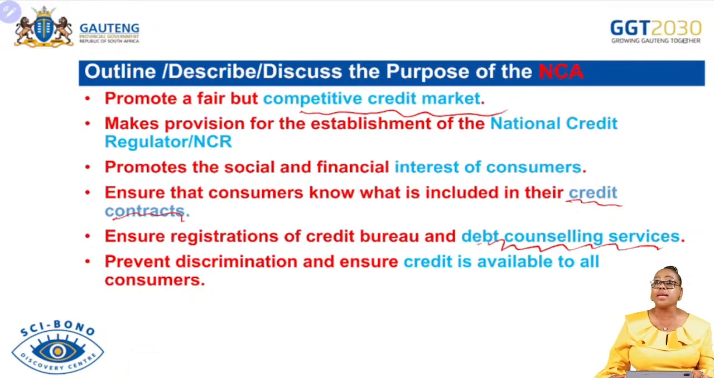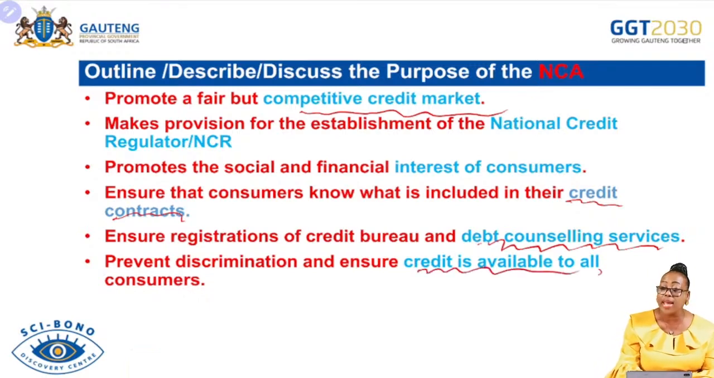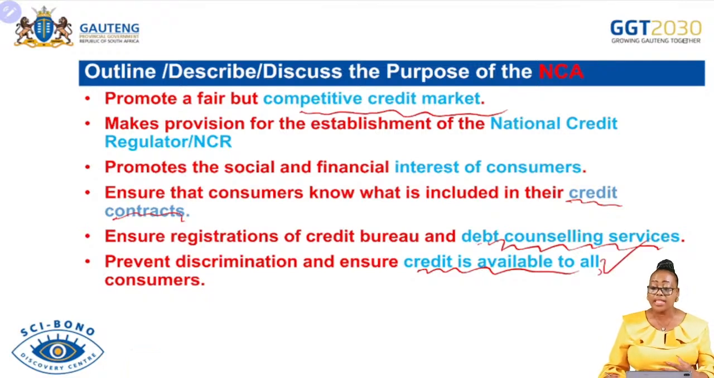And the last one, that is also very interesting and very easy to remember when you're talking about the purposes, is credit is available to all. On its own as a keyword, it's not enough. If the action verb was discuss, this was definitely going to only give you one tick. But once you also remember that when you talk about credit being available to all, that should also say to you, say something about discrimination.